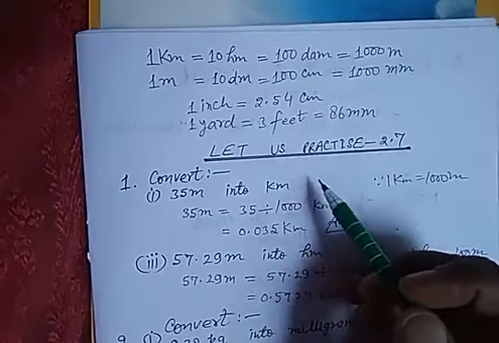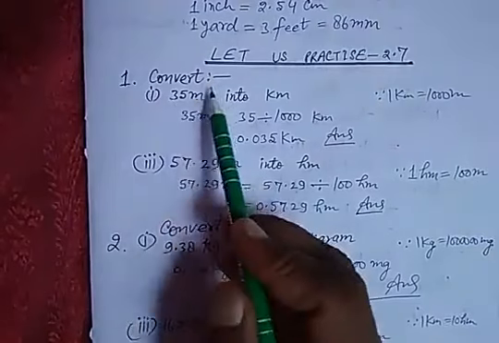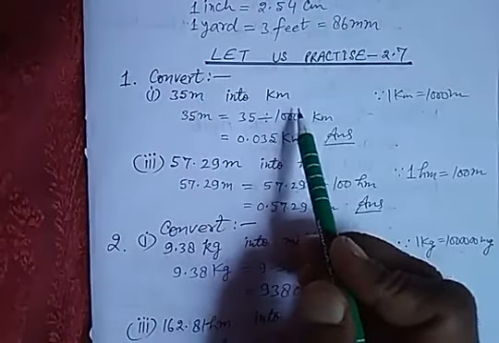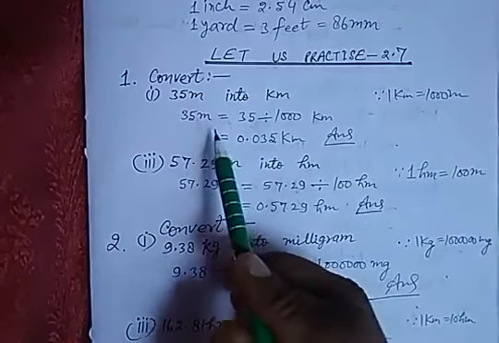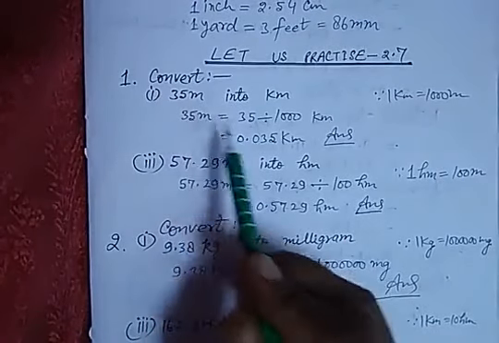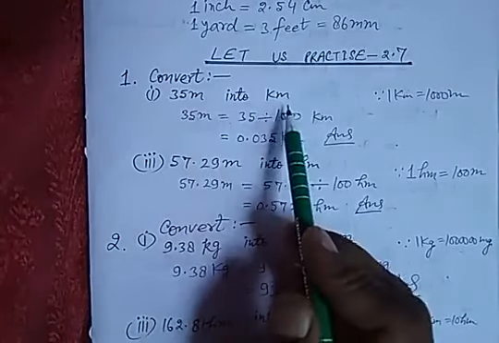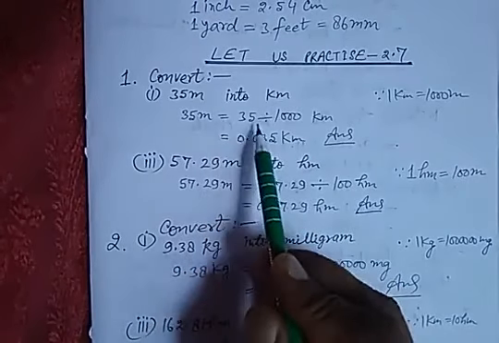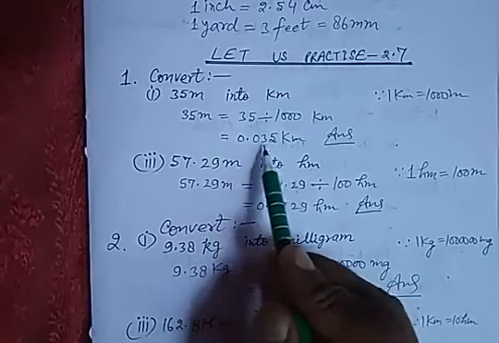Let us practice 2.7. Question number 1, first part. We have to convert 35 meter into kilometer. Since 1 kilometer is equal to 1000 meter, 35 meter should be converted into kilometer. Since a smaller unit is converted to a larger unit, we have to divide. 35 meter is equal to 35 divided by 1000 kilometer is equal to 0.035 kilometer.